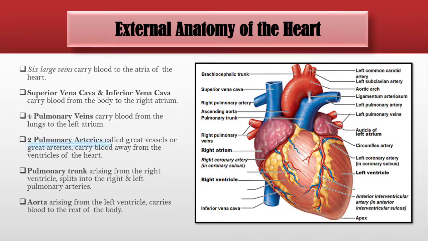and the 2 pulmonary arteries, called the great vessels or the great arteries, which carry blood away from the ventricles of the heart. The pulmonary trunk arising from the right ventricle splits into the right and left pulmonary arteries, while the aorta arising from the left ventricle carries blood to the rest of the body.